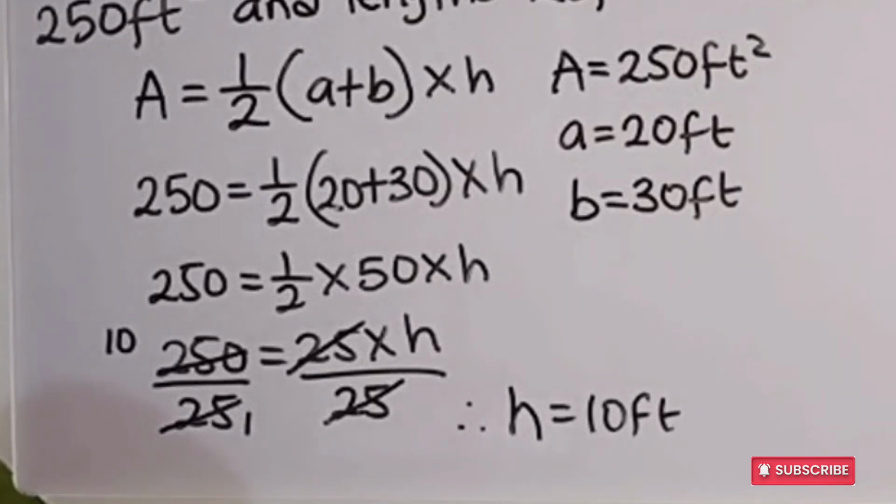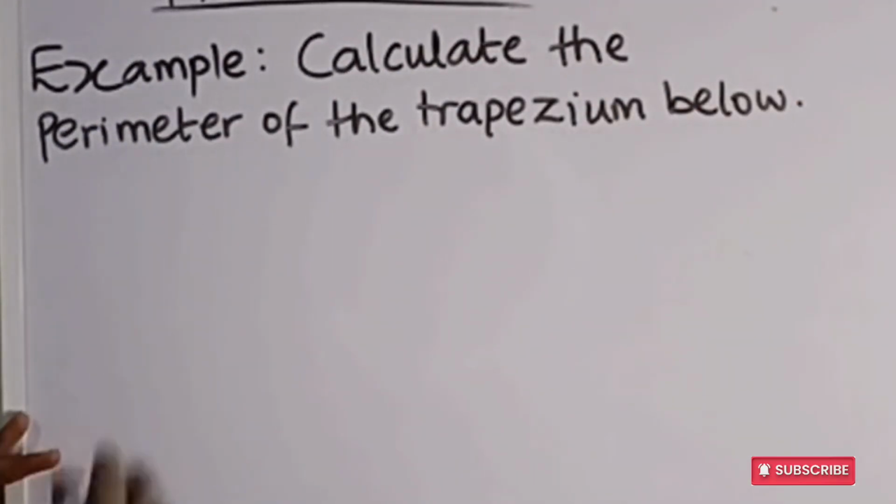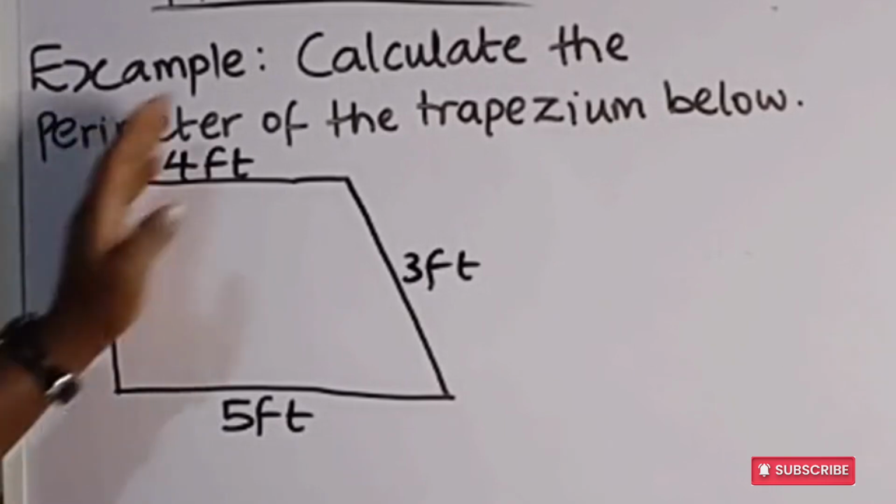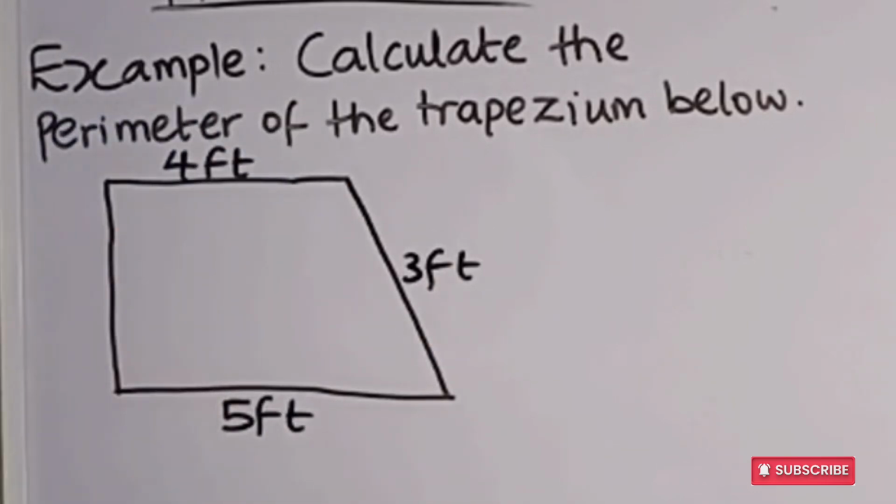So now let's look at a question that involves the perimeter. Let's see how to find the perimeter. There are some questions where you will need to know about Pythagoras theorem. Let's see one example. We are expected to calculate the perimeter of this trapezium. So remember, perimeter is simply the sum of all the sides of this trapezium.